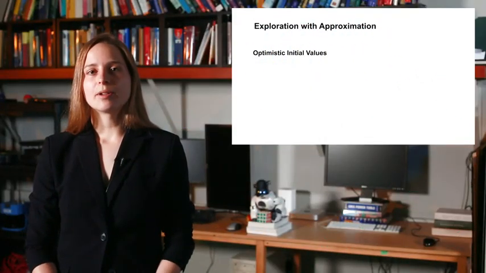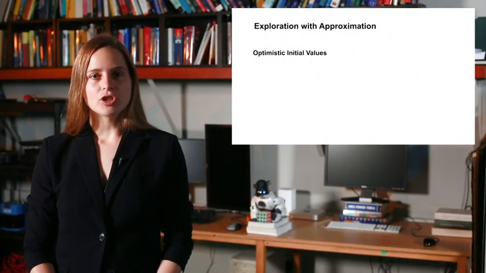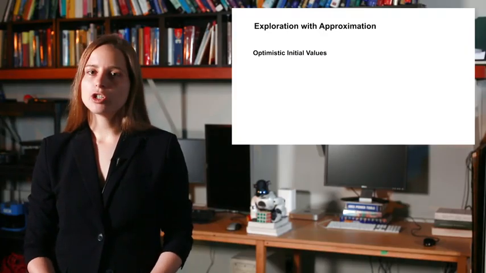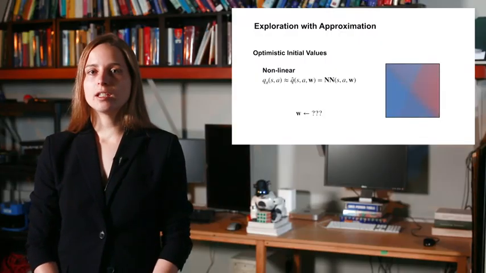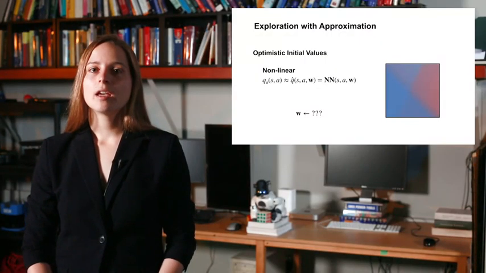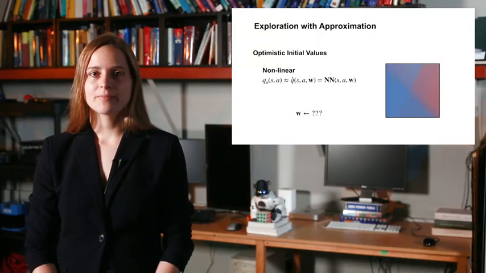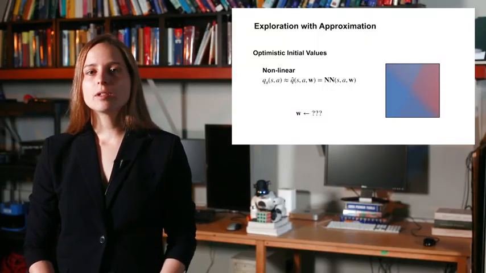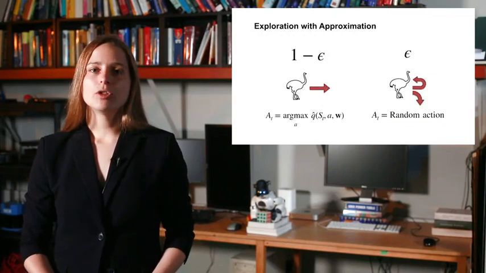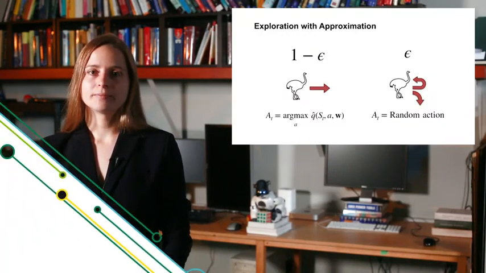Next, we talked about exploration. Optimistic initialization can be used with some structured feature representations like tile coding. But in general, it's not clear how to optimistically initialize values with nonlinear function approximators like neural networks. And it might not behave as expected. For example, the optimism may fade too quickly. Epsilon greedy can be used regardless of the function approximator.